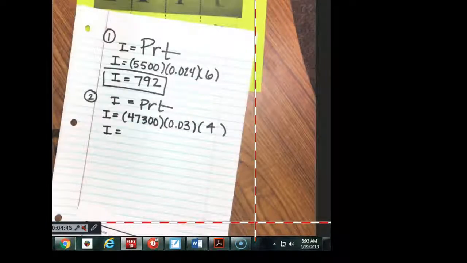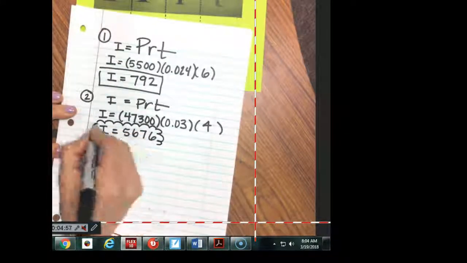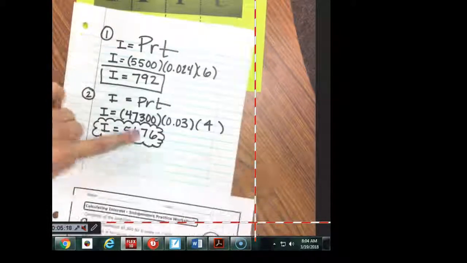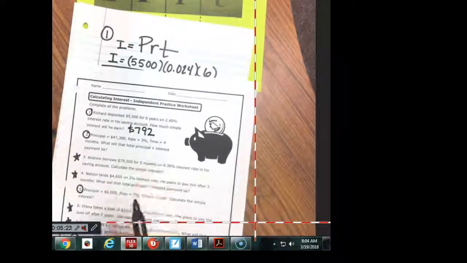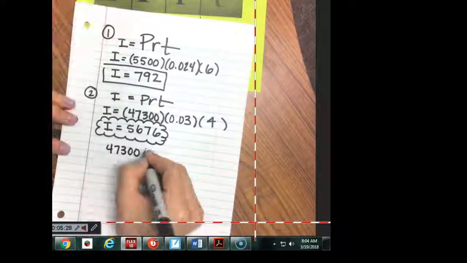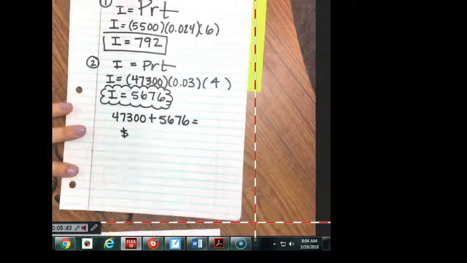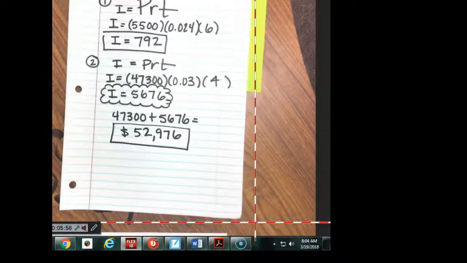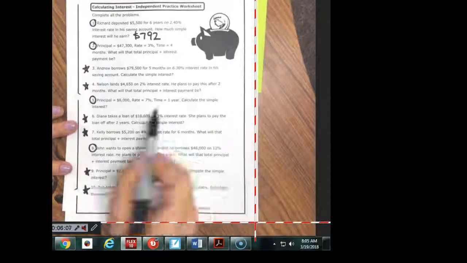So he has a total of $5,676 in interest. And I'm clouding that in because remember this is a multi-step problem. That's just the interest, but they want to know the total amount paid back. So remember, if the beginning balance was $47,300, you're going to add the interest. And when you add that, you get a total of $52,976.